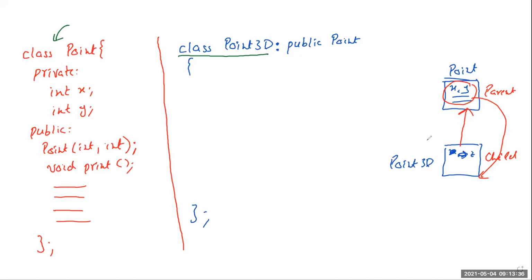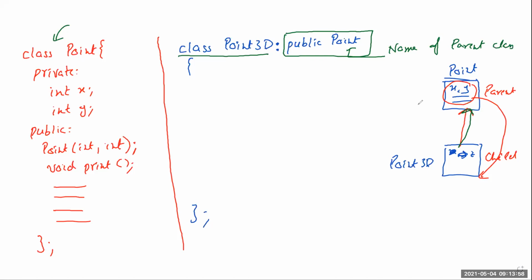Okay, so when we are actually making this relation, this arrow, how do you do that in the program? You put a single colon, public, which is an access specifier, which for the time being you can assume is public, and this Point is actually the name of the parent class.